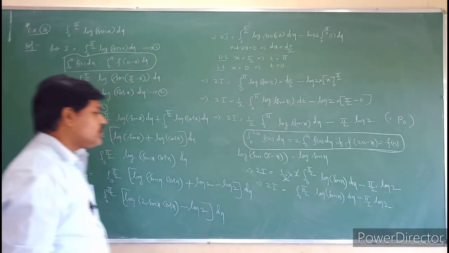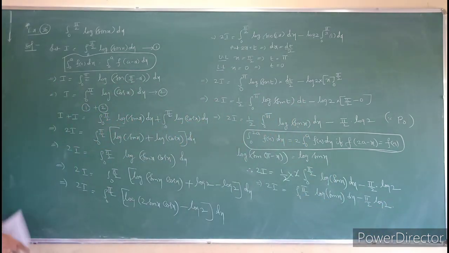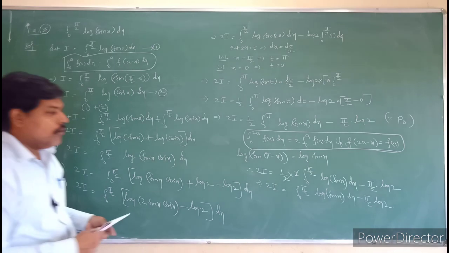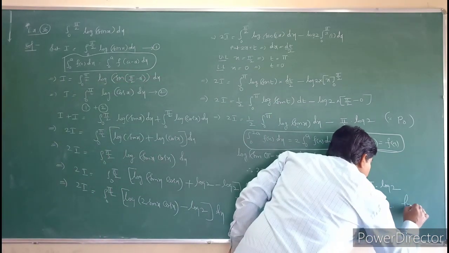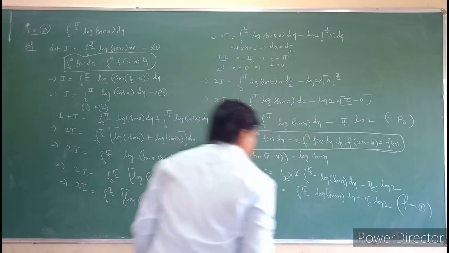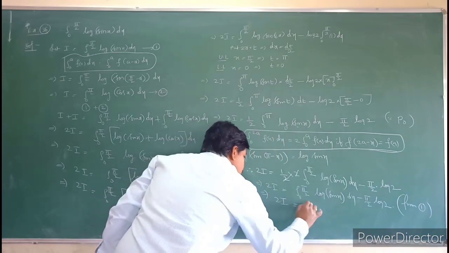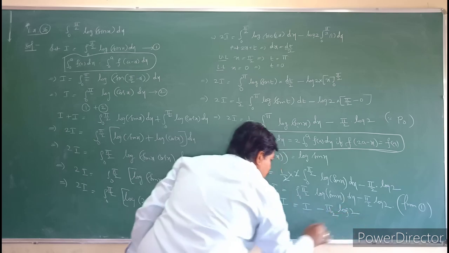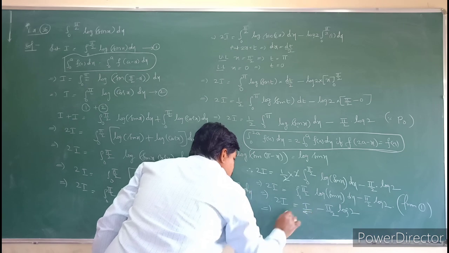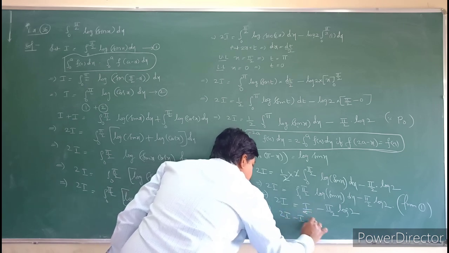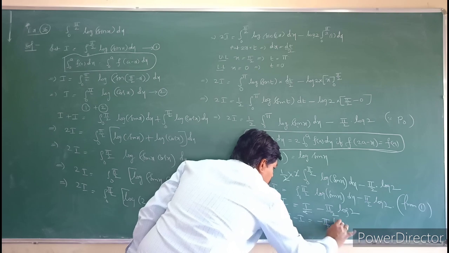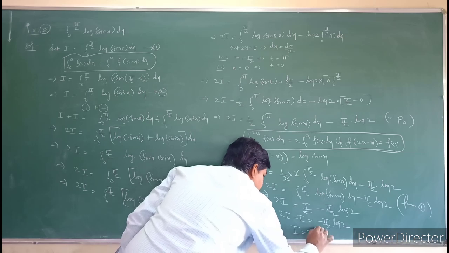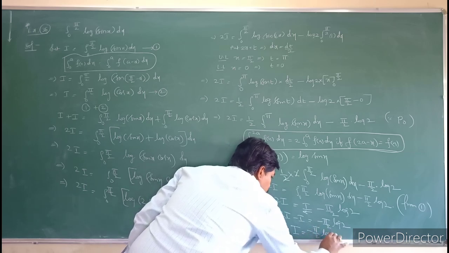So this value, integral 0 to pi by 2 of log of sin x, see this one, this is equation 1. Integral 0 to pi by 2 of log of sin x is I. So from 1, that implies 2I is equal to I minus pi by 2 into log 2 minus pi by 2 into log 2. So take this I to this side. 2I minus I is equal to minus pi by 2 log 2. So that implies I is equal to minus pi by 2 log 2.